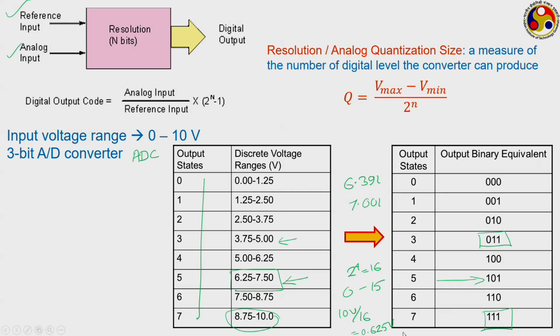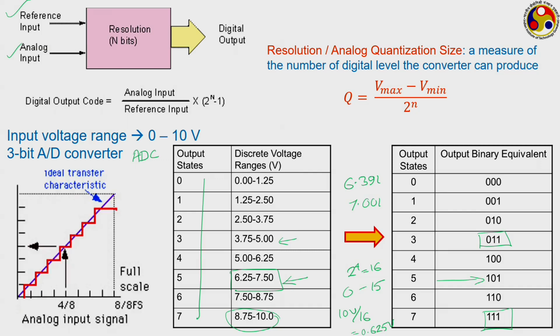So this is what we call resolution, or sometimes also called analog quantization size. It gives a measure of the number of digital levels the converter can produce. As I have mentioned, V max minus V min divided by 2 to the power n is the resolution of your instrument. And finally we get a representation like this. For the 8-bit one that we are talking about, any signal appearing within this particular zone will be represented by this particular digit. Similarly, anything appearing within this particular zone will all get a correspondence to this.